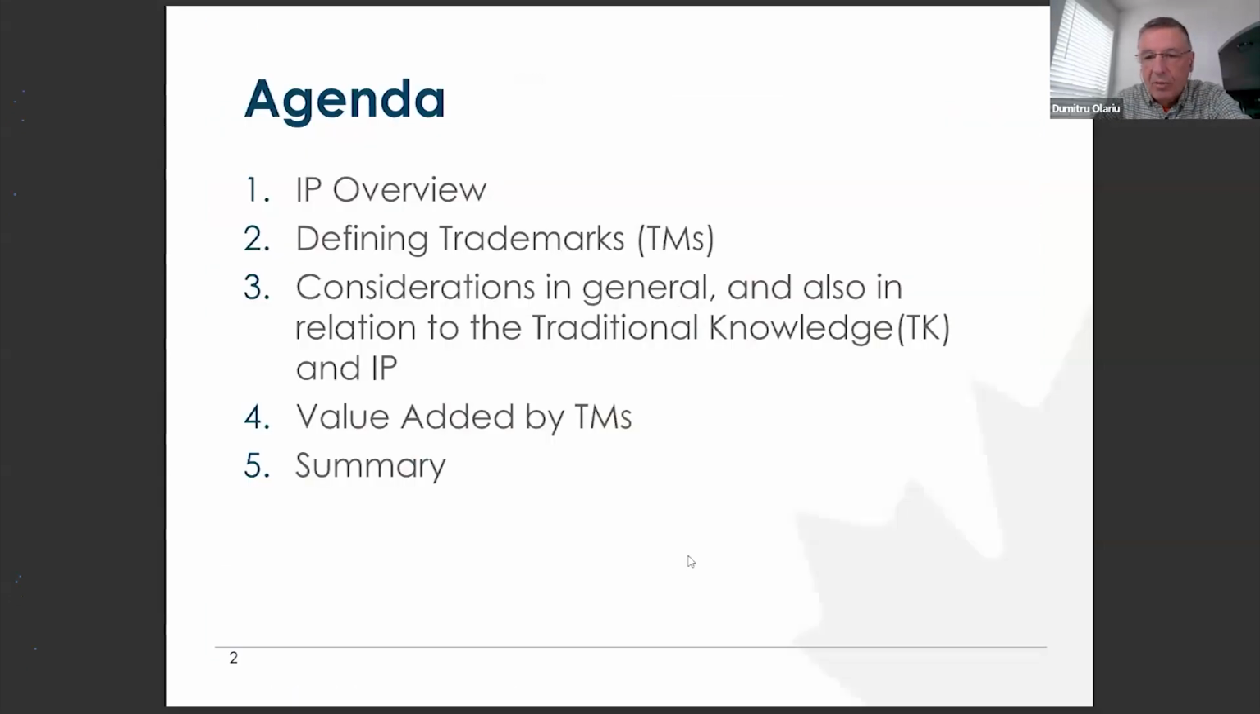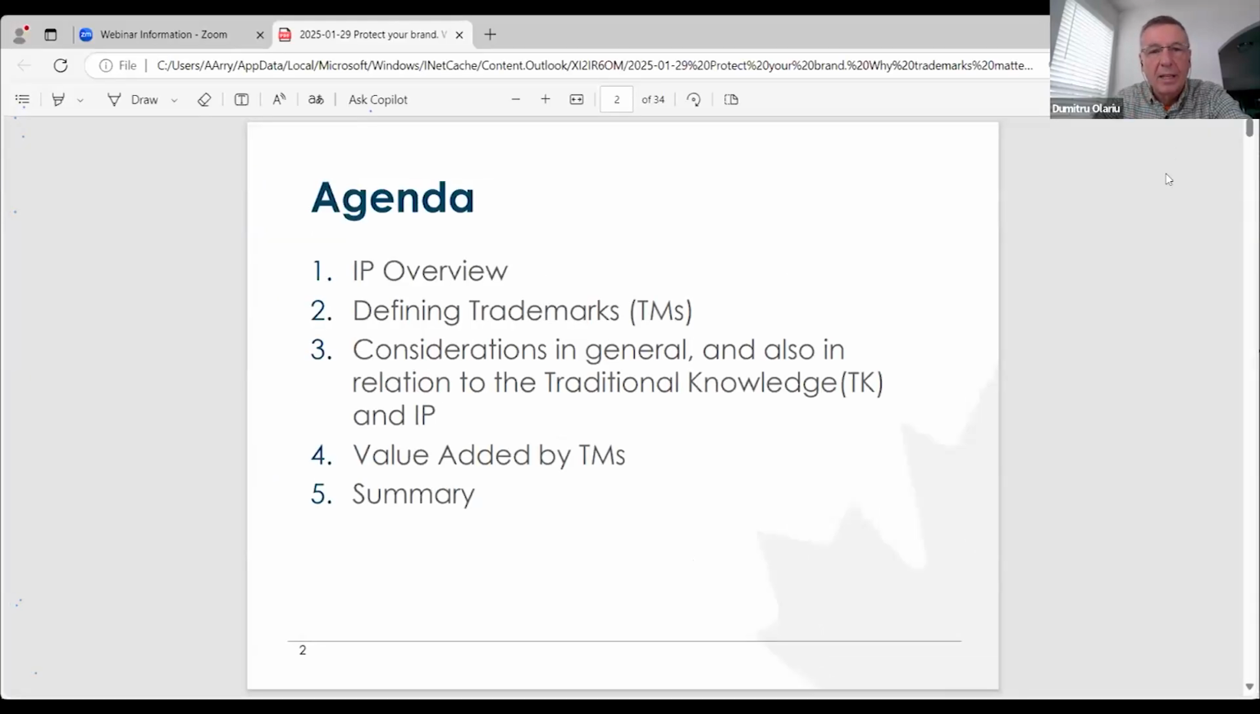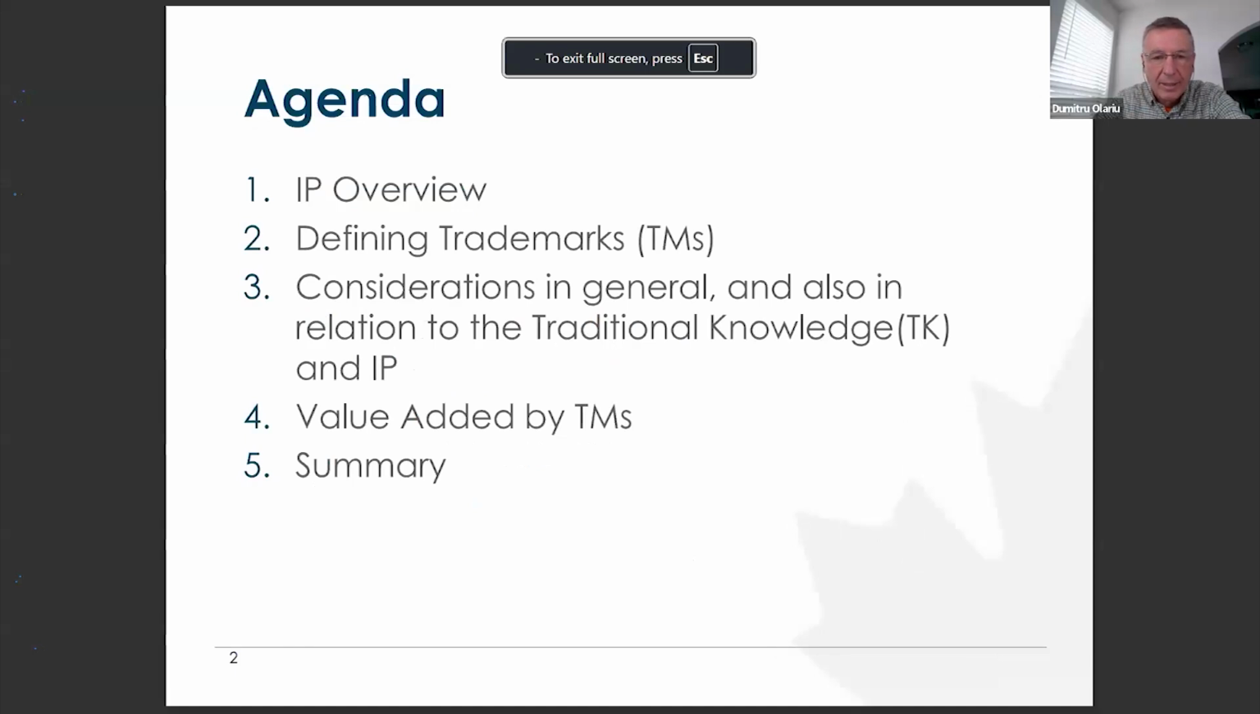So this is the agenda of the presentation. It's a full presentation with lots of slides, but visuals, and you'll be able to grasp quickly the subject matter by looking at the slides. We will start with a quick overview of main types of intellectual property in Canada. Then we'll try to define trademarks, what trademarks are, how to choose a trademark. Then we'll talk about trademark consideration in general and also in relation to traditional knowledge.